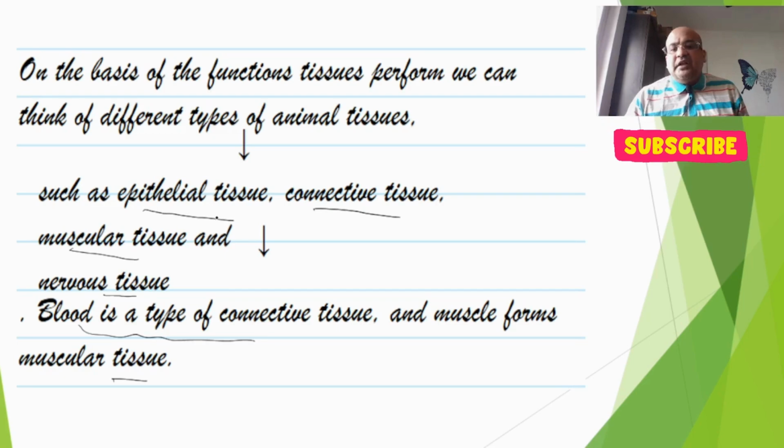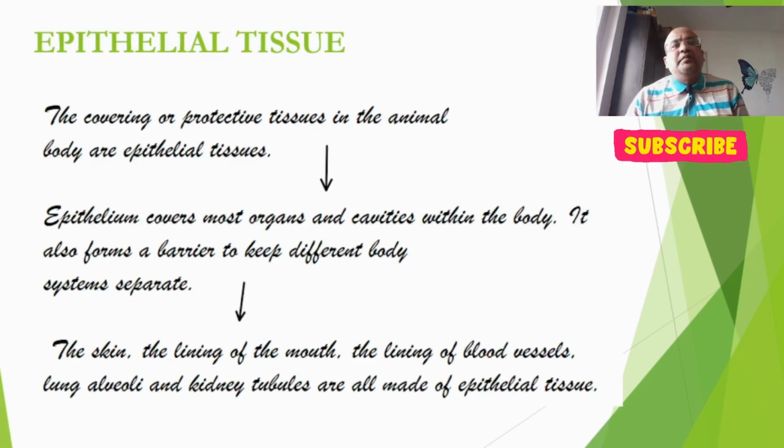Let us see the epithelial tissue first. Epithelial tissues are the covering or protective tissues in the animal body. It is a protective layer. All the things are covered under the epithelial tissue. Primarily, it gives protection. So epithelium covers most organs and cavities within the body. Within the body, all the organs have a covering.